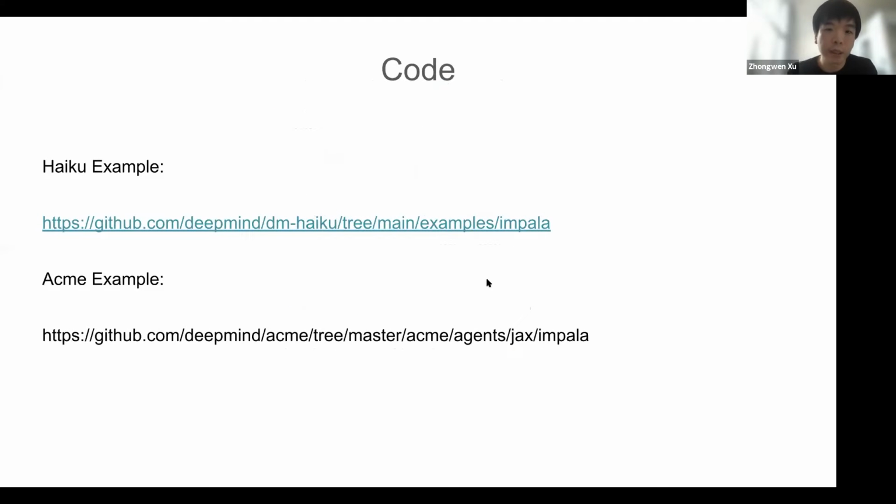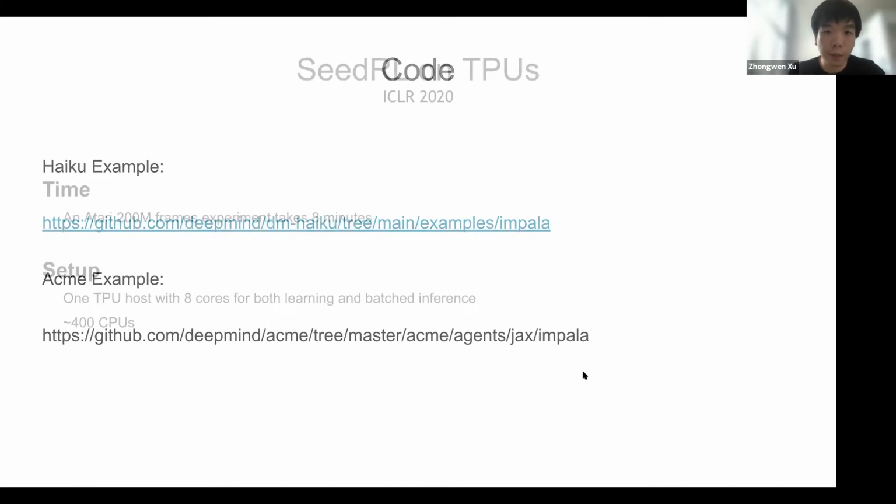So they very kindly provide certain code examples in these two DeepMind repos. The first one is a really complete, simple example from the neural network library Haiku. The other is from Acme, so you can check the code out.